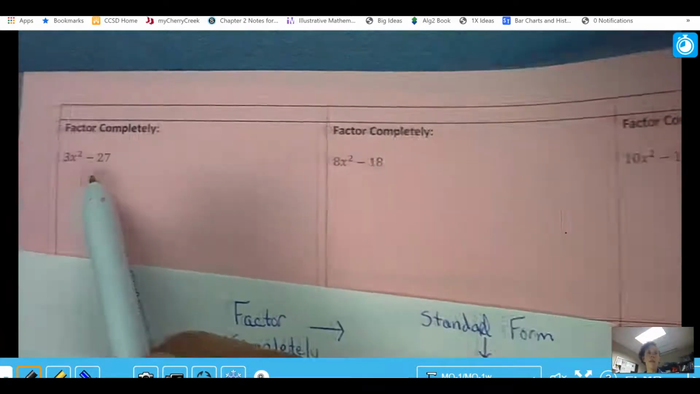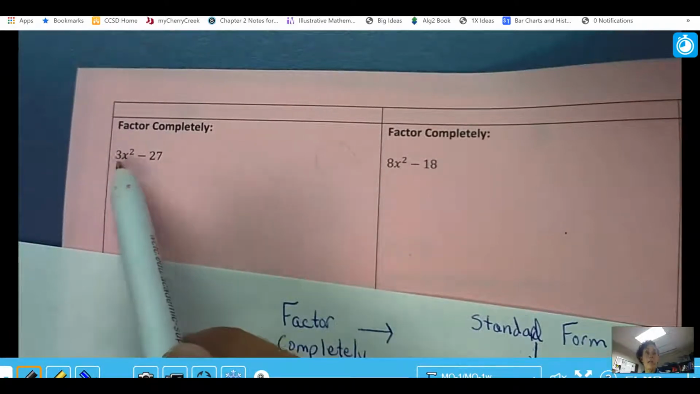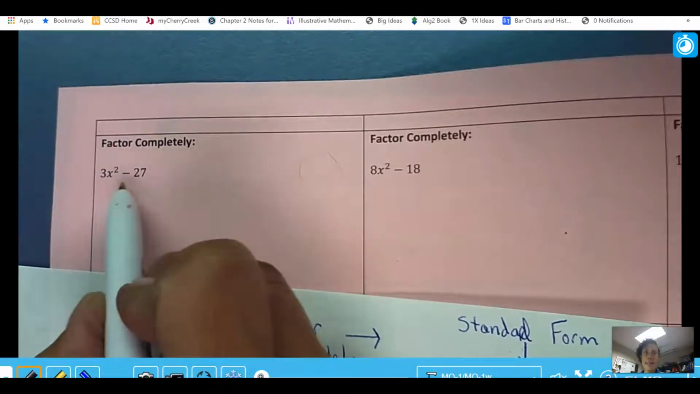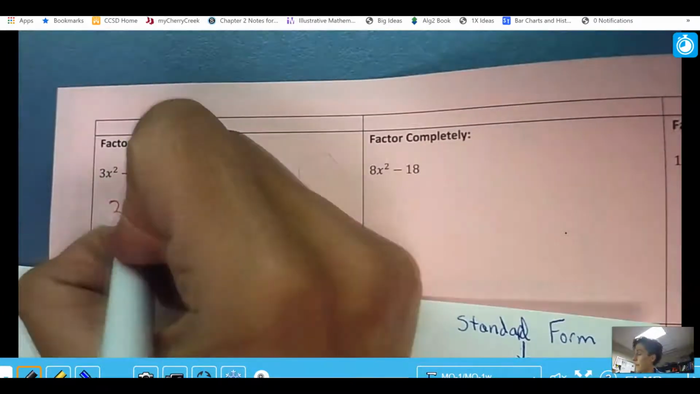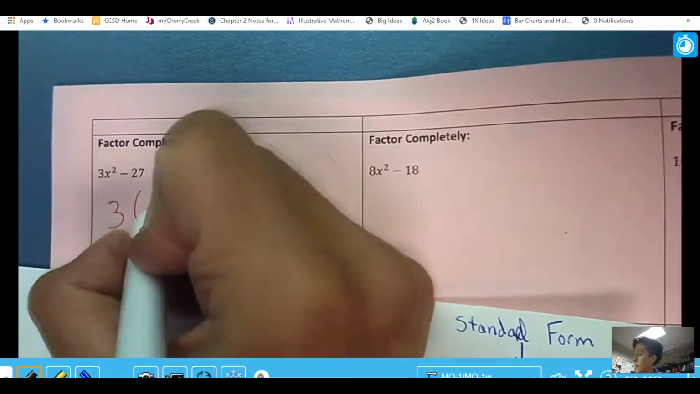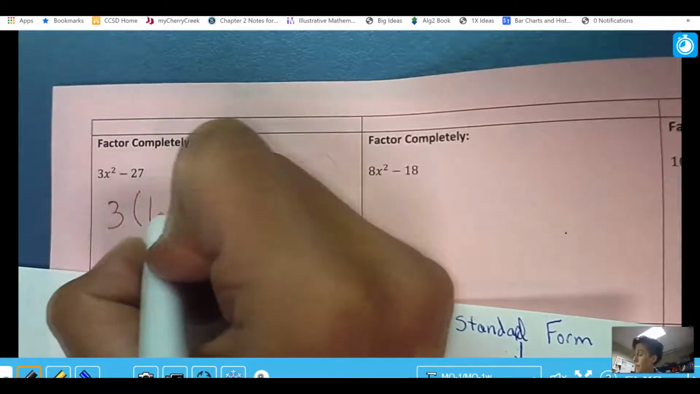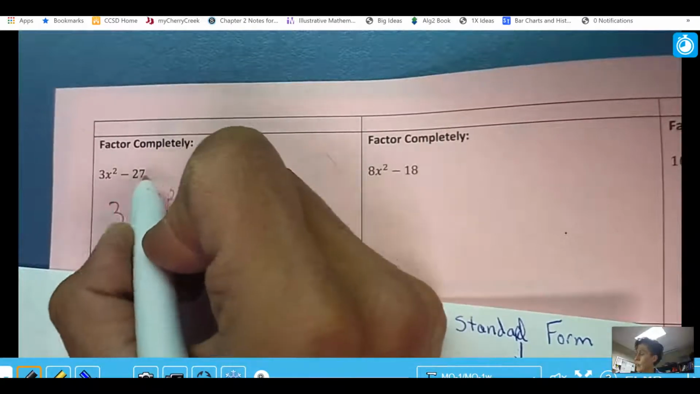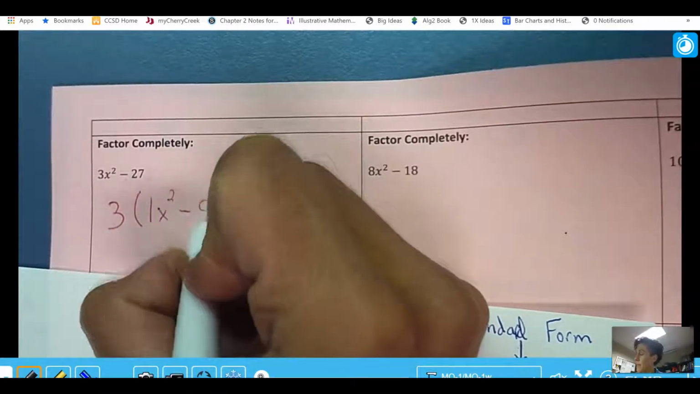GCF first. So here, what I notice first is I can take a 3 out of both of those. And then that's it. I can't take an x out because this term doesn't have an x. So 3 times what makes this x squared? Well, 3 times 1 is 3, and it still has its x's. And then 3 times what makes negative 27? Well, that would be a negative 9.